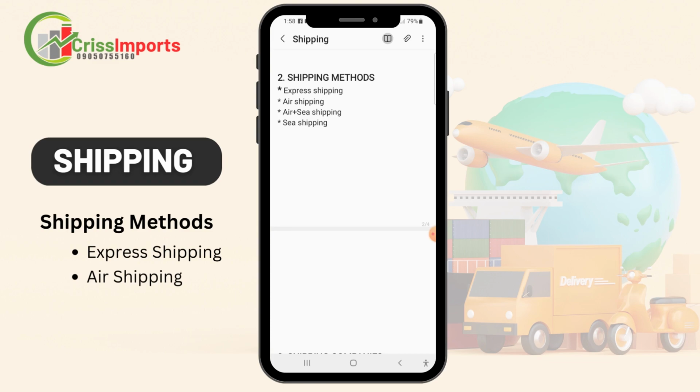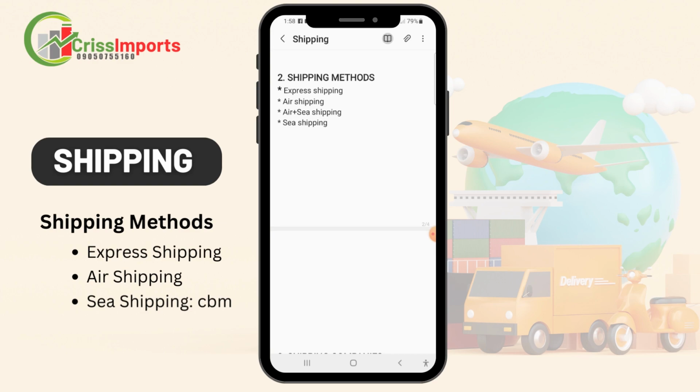Now, before I talk about air plus sea shipping, let me talk about sea shipping, the last one. Sea shipping is a method where you send your goods through the sea, of course, through a ship. That one is usually very slow. It takes months to arrive. It takes nothing less than 2 to 3 months for your goods to arrive in your country. But the good thing about sea shipping is that it is extremely cheap.